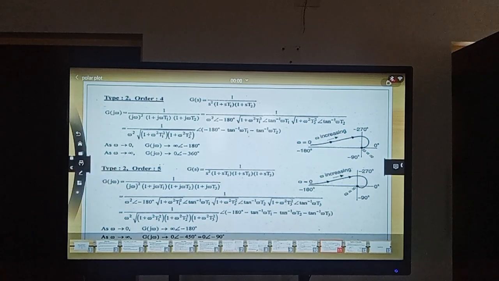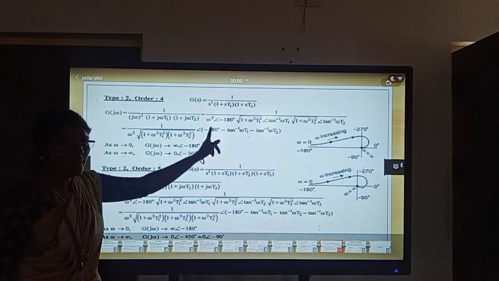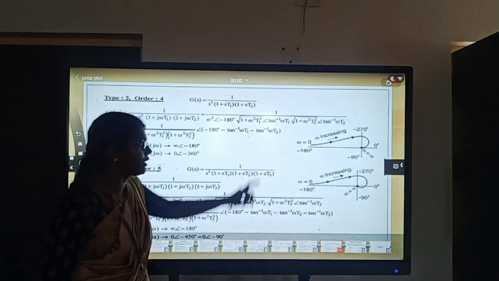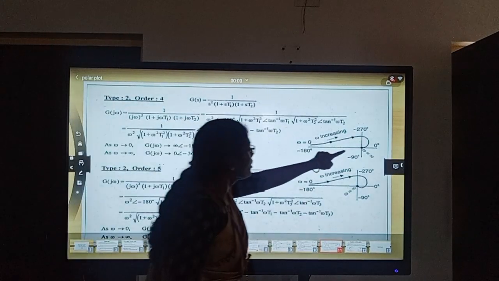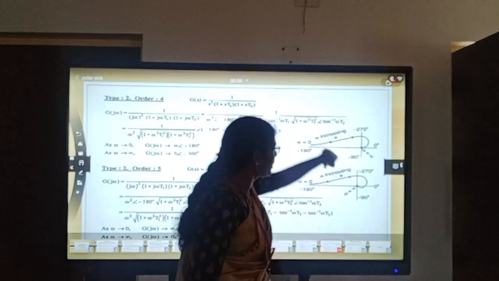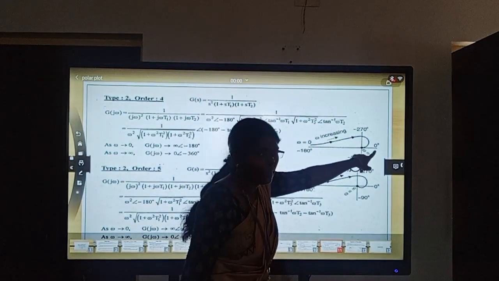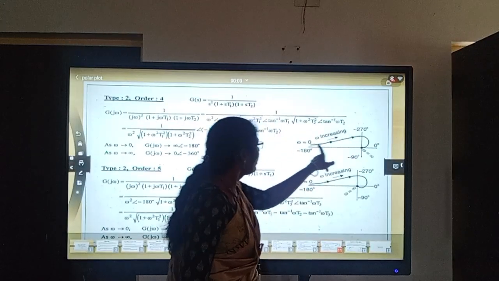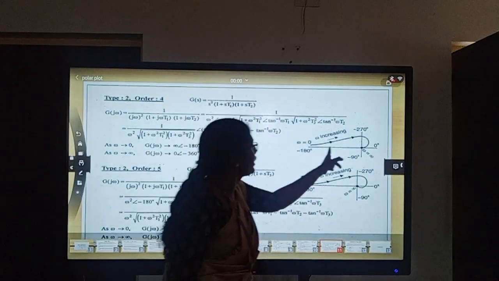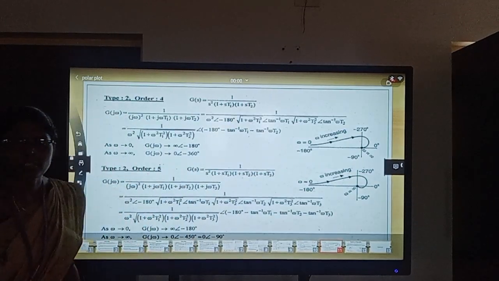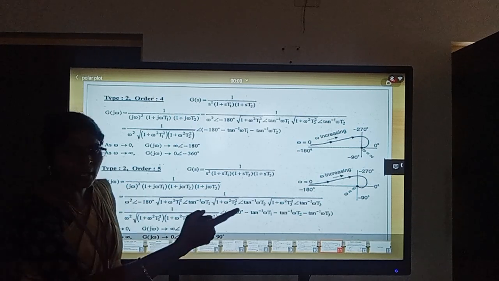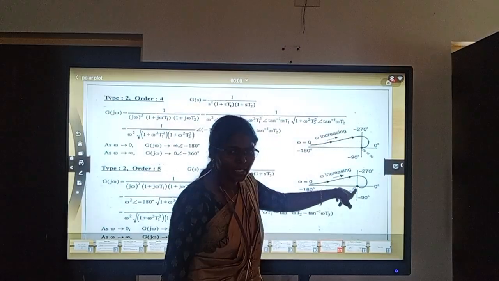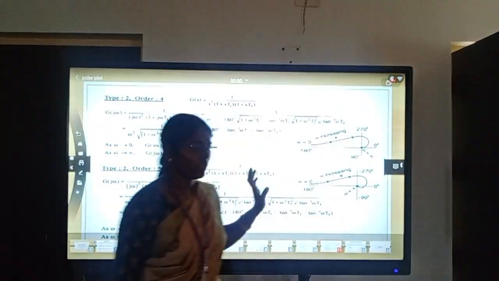So how is the magnitude and how is the angle? Here it is minus 180 degrees, again minus 90, minus 90, so it will become minus 360 degrees. The angle here is minus 360 degrees, coming from minus 180 degrees to minus 360 degrees. Next, for type 2 order 5, how will the polar plot be? One more minus 90 degrees will come, so one more minus 90 degrees towards here. That's all.